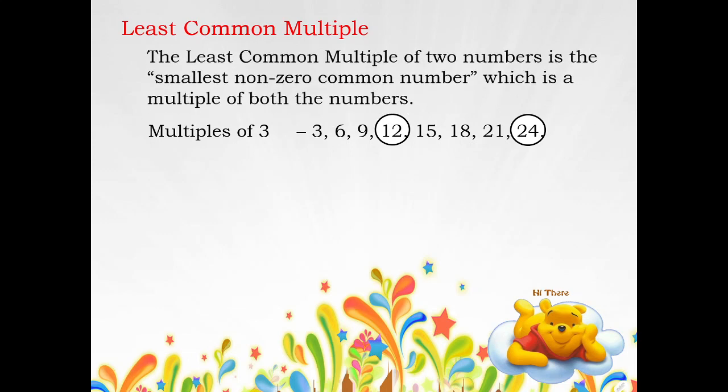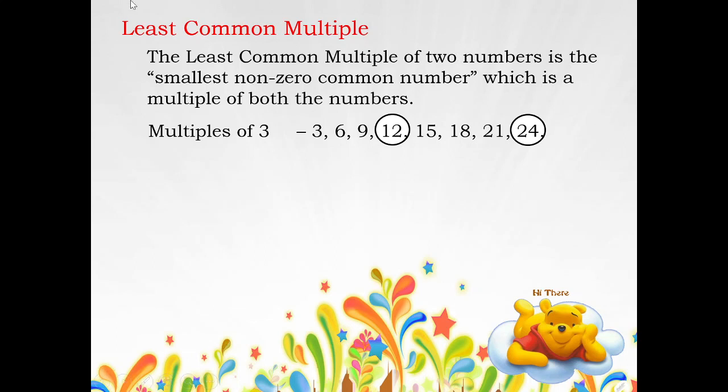Ayan, least common multiple. Dito na tayo sa least common multiple. Ano ba itong least common multiple na ito? Okay? So, the least common multiple of two numbers is the smallest non-zero common number, which is a multiple of both the numbers. So, kukunin natin yung least common multiple. Marunong na tayo mag-multiple. Marunong na tayo kumuha ng common multiple. Ngayon, dinagdagan siya ng salitang least. Pag sinabing least, pinakamababa. Pwera ng 0. Hindi siya 0.